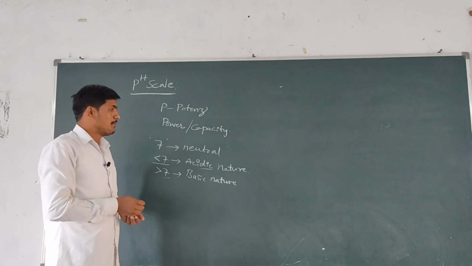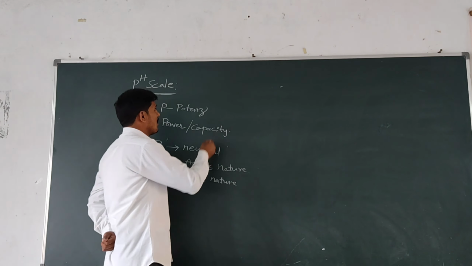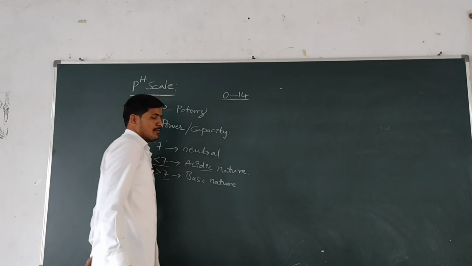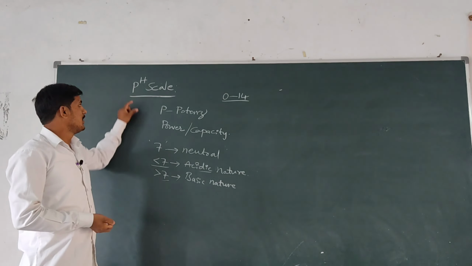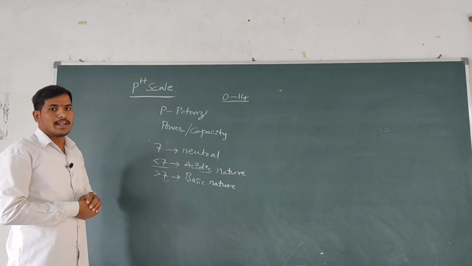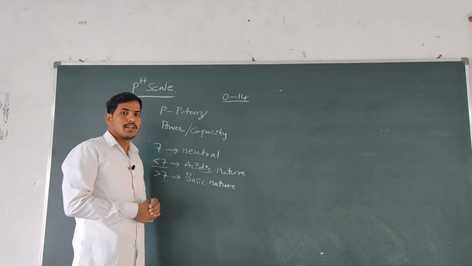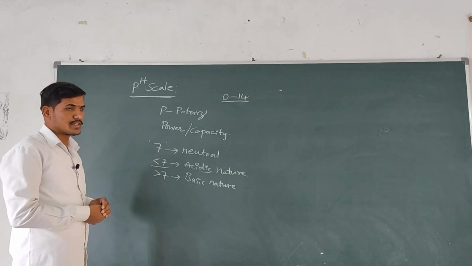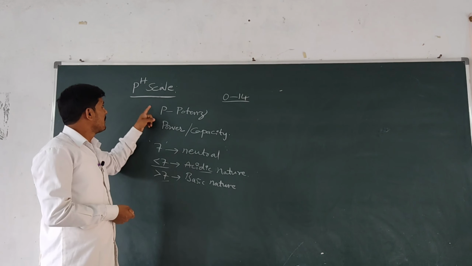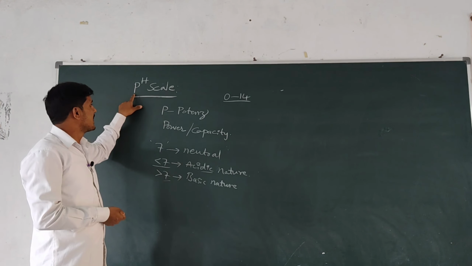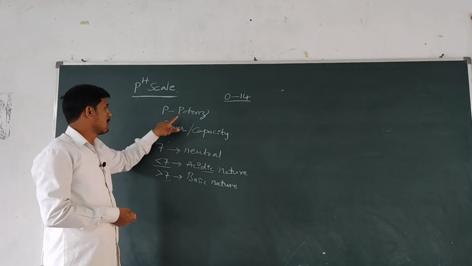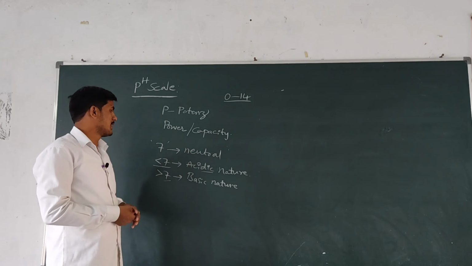The pH scale has units from 0 to 14. Once again, listen carefully. The pH scale is a scale used to measure the hydrogen ion concentration in a solution. Here in pH, P means potential in the German language, and potential means power or capacity.